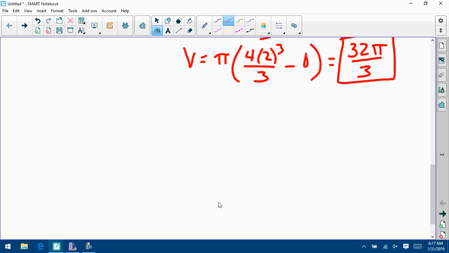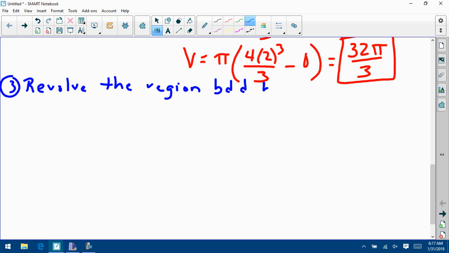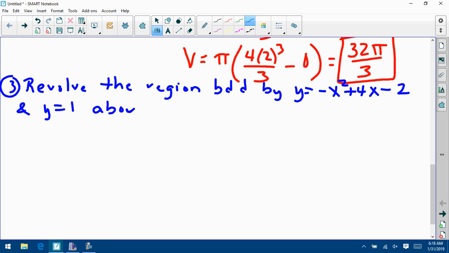So here is number 3. Revolve the region bounded by y equals negative x squared plus 4x minus 2, and y equals 1 about the line y equals 1. Find the volume.